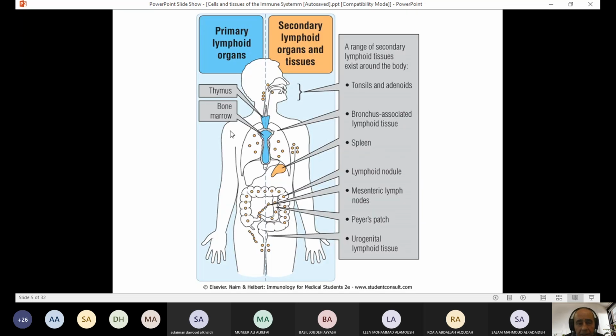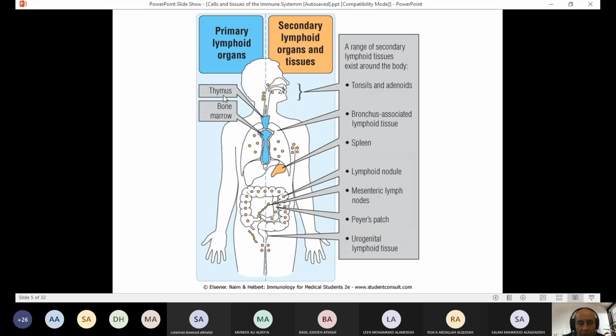فتذكروا هذول is extremely important. بنحكي على the primary lymphoid organs, the bone marrow and the spleen, and the secondary lymphoid organs. This is the site of the battleground. هذول that they will get enlarged when we have infection.